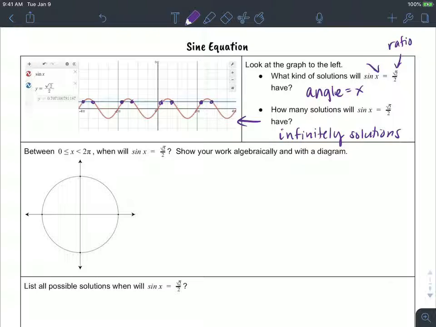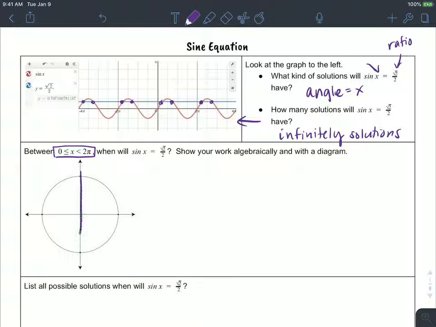We're not just limited to angles from 1 rotation or 2 rotations or 3 rotations. This sine curve goes on forever, so we're going to have forever solutions. So what if we do limit our answers to 1 full rotation, so 0 to 2 pi? When will the sine of x equal root 2 over 2?